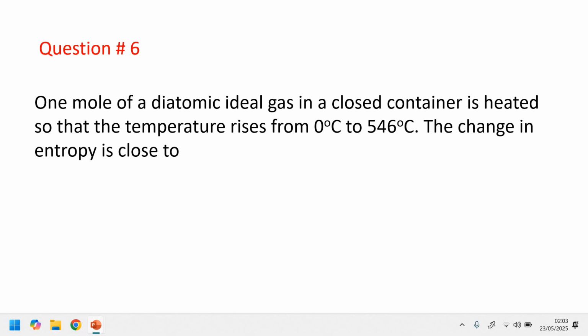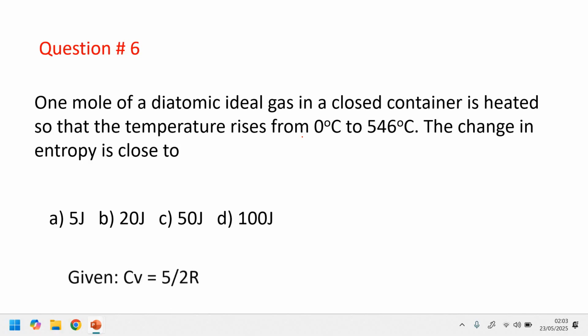Okay, now let's move to the next question. Question number 6. 1 mole of a diatomic ideal gas in a closed container is heated so that the temperature rises from 0 degrees centigrade to 546 degrees centigrade. The change in entropy is close to, they have given the options, and the CV value is given as 5/2 R. Here one thing you mark: it is in a closed container, that means the volume is fixed, volume is constant.